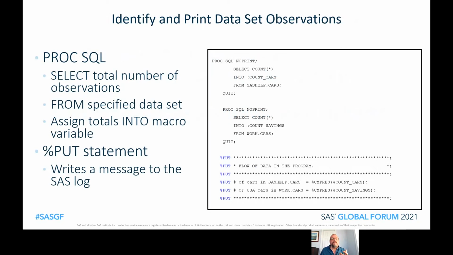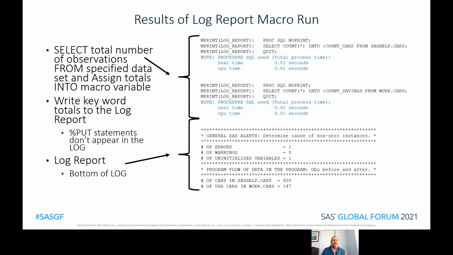But in this instance, I'm going to be using PROC SQL, which is really slick for capturing the total number of observations in a data set. The first PROC SQL says, from the data set sashelp.cars, count all the observations and put them into a macro variable, which in this case is called countcars. So it's five lines of code, and you know how many observations you have in the data set. The second PROC SQL does the same thing, but this time for the result, the temporary work.cars data set. Then again, I'm just using %put statements to write the information to the bottom of the log. And here you can see it in action.